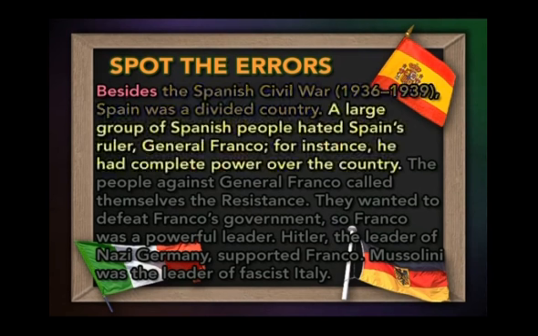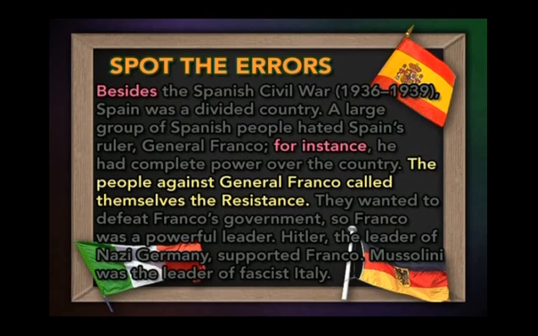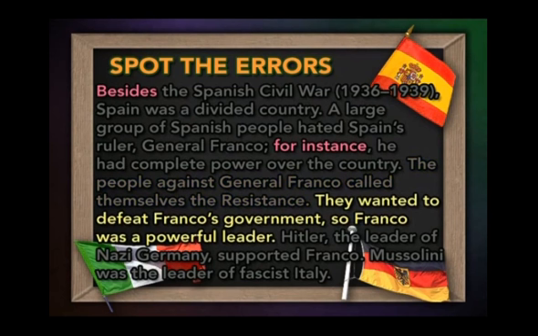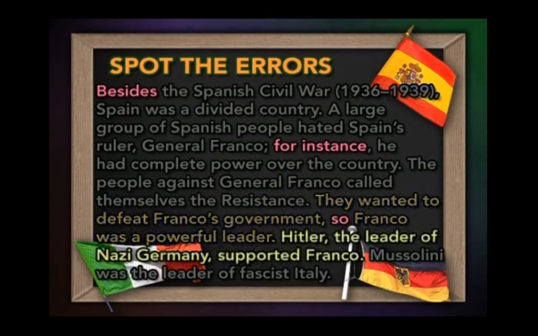A large group of Spanish people hated Spain's ruler, General Franco. For instance, he had complete power over the country. For instance doesn't make any sense there either because we're not giving a list of items. The people against General Franco called themselves the Resistance. They wanted to defeat Franco's government, so Franco was a powerful leader. So shows result. They wanted to defeat him, so he was a leader, makes no sense. Hitler, the leader of Nazi Germany, supported Franco. Mussolini was the leader of fascist Italy.